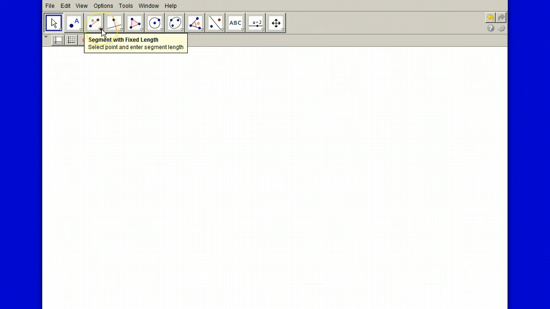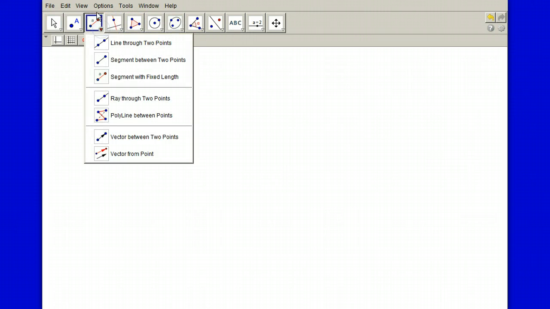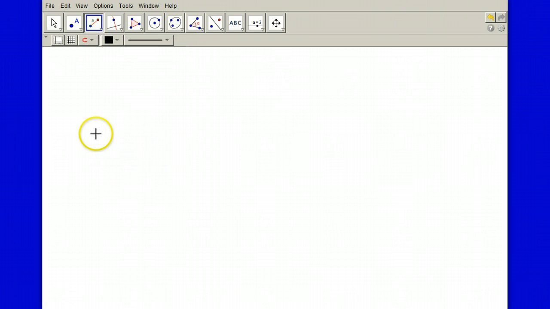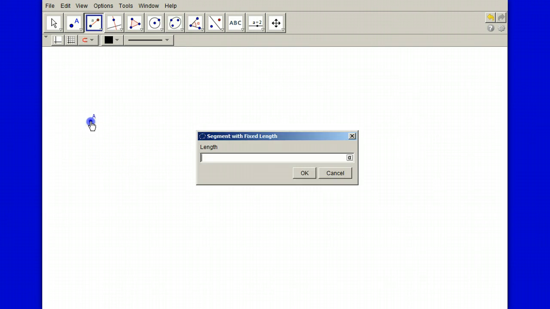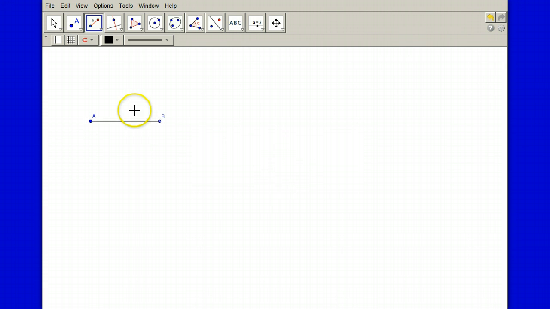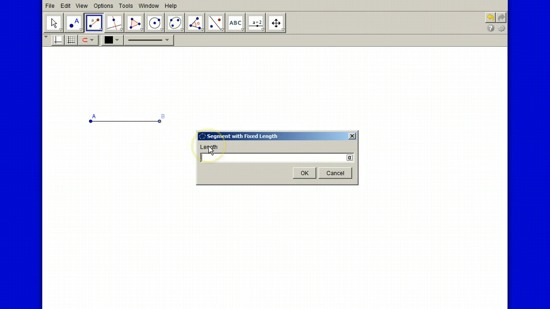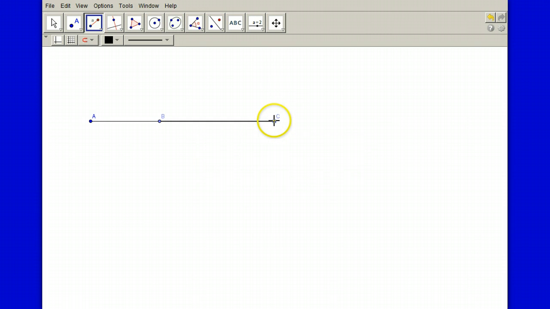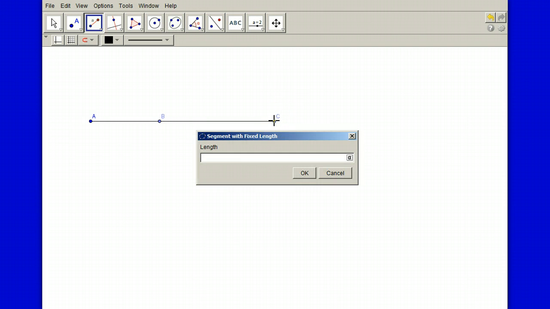Now I want to create the two triangles, triangle number 1 and triangle number 2 in part B. So I'm going to go to my segment tool and select segment with fixed length. I'm first going to create triangle number 1. When I click, a box pops up and asks me how long I want it to be. I want my first one to be 3. I'm going to click on the next vertex. I want the next length to be 5. And then I'll click on the next vertex and I want the next one to be 6.